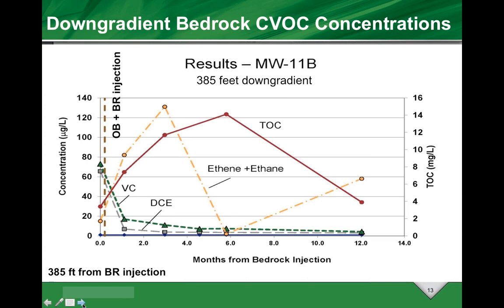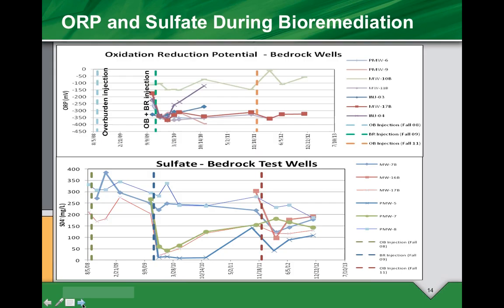So now I'd like to go on to the next slide, which will show some geochemical results from a bioremediation program. So the next slide will be number 14.